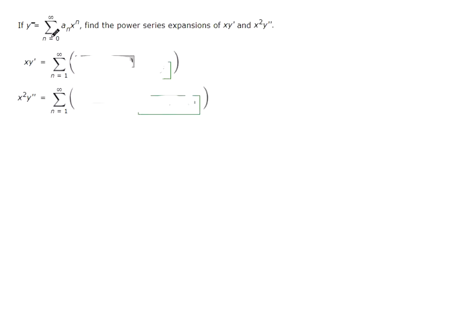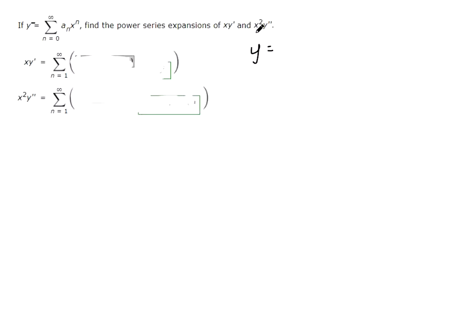So we're told that y equals this series here, some constant multiplied to a variable being raised to the nth power. We're asked to find the power series expansion for x times y prime. So we don't know what y prime looks like, but what we can do is look at some of the terms of the series of y.